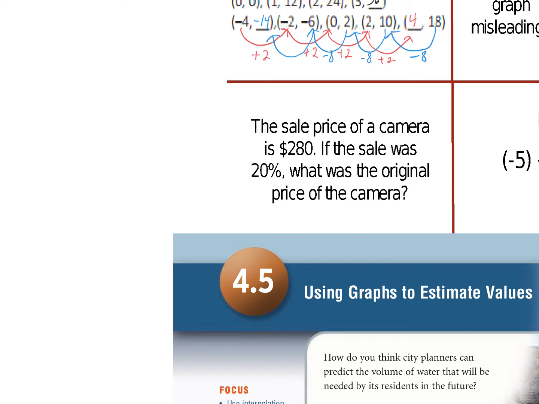Okay, so we can think about this in a whole bunch of different ways, but let's just think about this in terms of a number line. So I can bring in a number line right here. Let's say this here is 0%, and this is 100% of the price. And we know that if we take 20% off, so we'll say this is 20% right here.